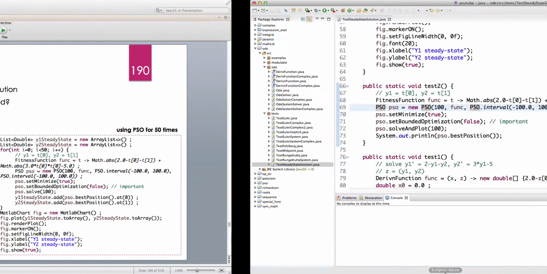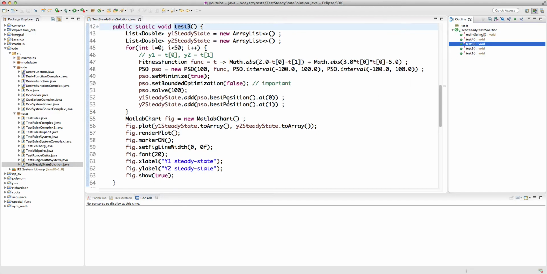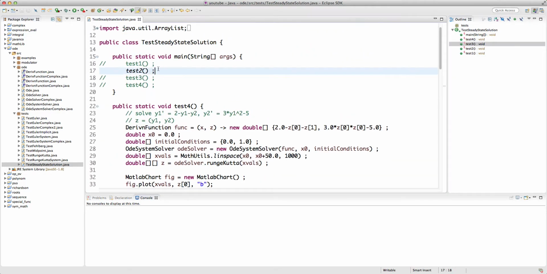So let's head to Eclipse and try to look at this code. So this one is test 3. So let's run test 3.